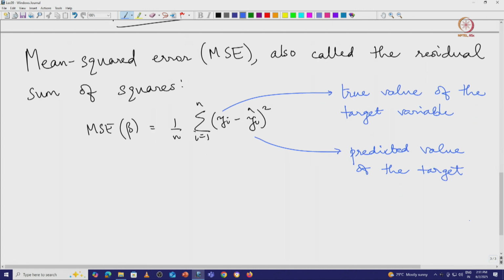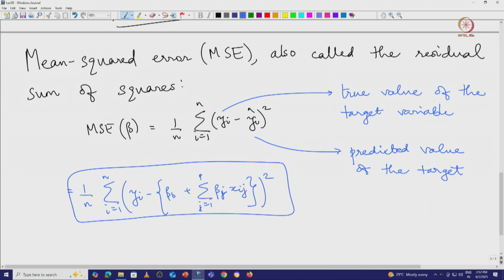Okay. Now if you wanted to write the full expression for yi hat, you can do that. So the mean squared error becomes 1 over n, sum i going from 1 to n, of yi minus beta naught plus sum j going from 1 to p of beta j xij, whole squared, right. So this is how the mean squared error would look if you expanded it.